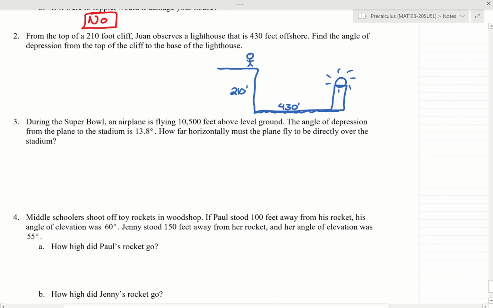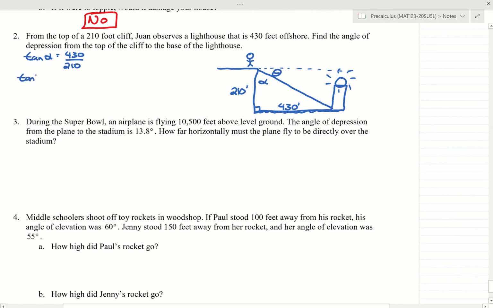Find the angle of depression from the top of the cliff to the base of the lighthouse. So here's our triangle. Now remember, if you look straight ahead, this would be our angle of elevation. So that angle and that angle are complementary. So you have to be careful here. So let's find the fish angle first. That's called alpha. So alpha, we would use the opposite side and the adjacent. So the tangent of alpha is equal to 430 over 210.